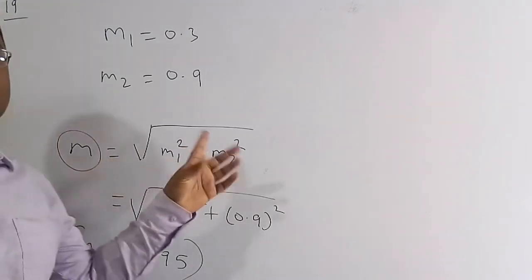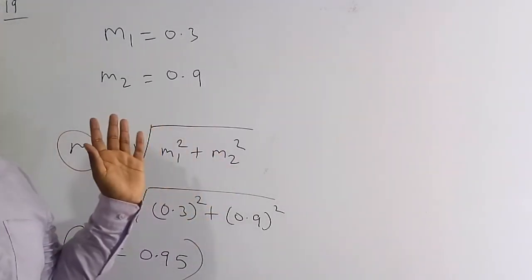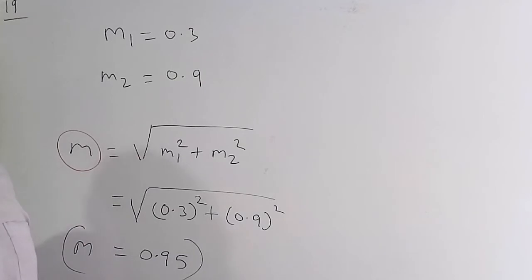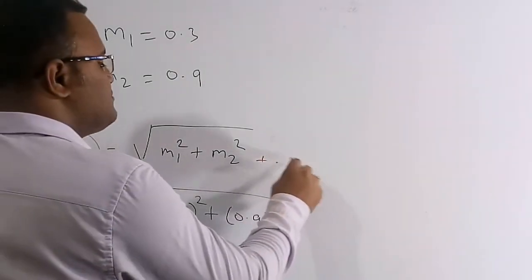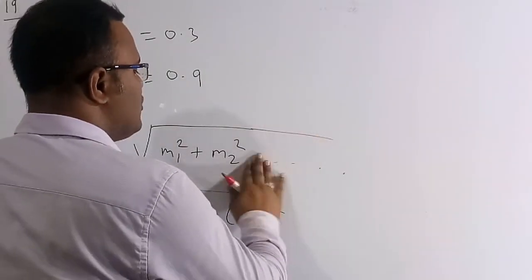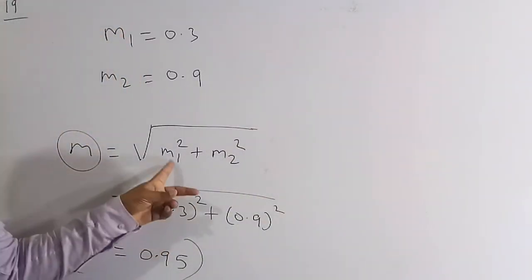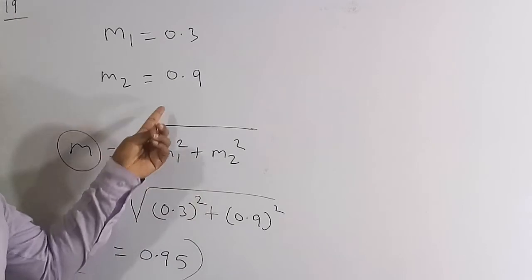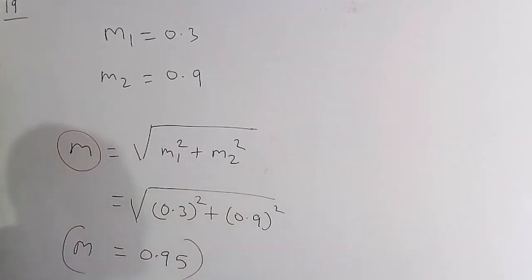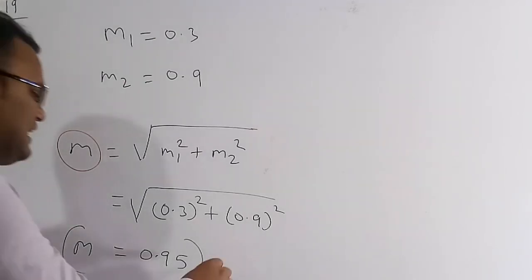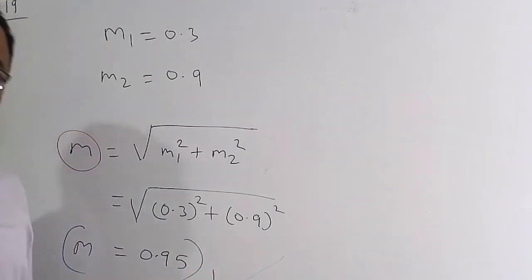So it is nothing but square root over m1 square plus m2 square. If there are more modulation indices, you need to do the same summation with the squares. But here there are only 2, so there is no need to take the extra terms. So under root, m1 is 0.3 whole square plus m2 is 0.9 whole square. If you solve this equation, we are going to get m is nothing but 0.95. So this is the resultant modulation index of the resultant signal. So 0.95 is the correct solution of this question.